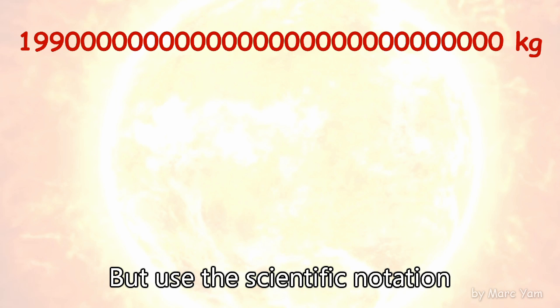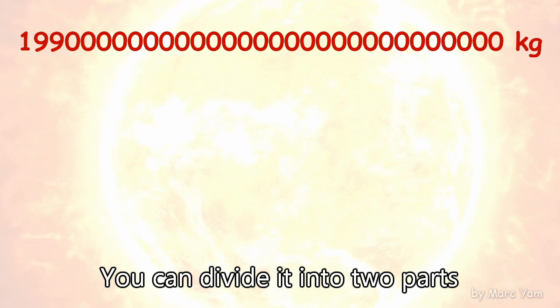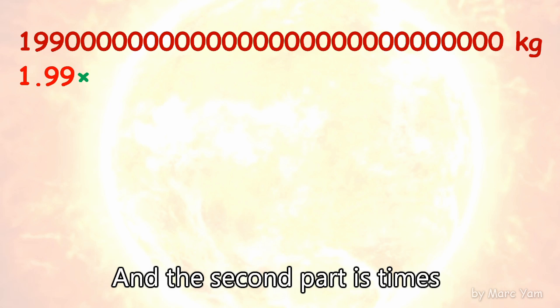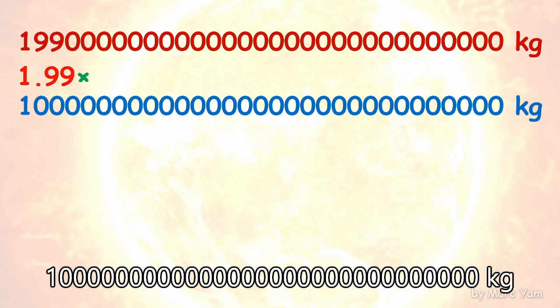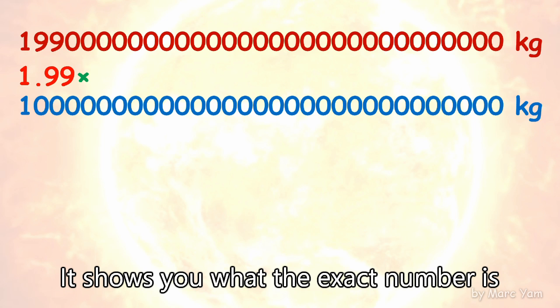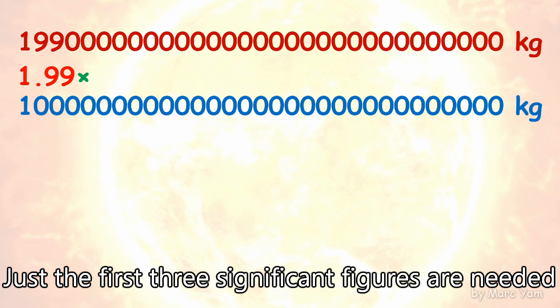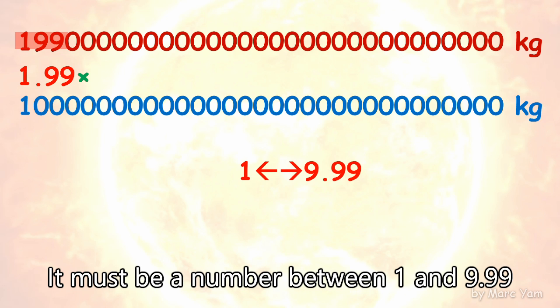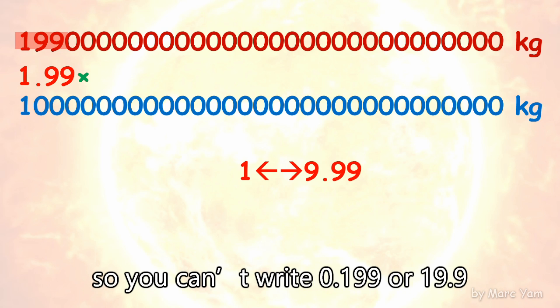But use the scientific notation, you can divide it into two parts. The first part is 1.99 and the second part is times 1 followed by 30 zeros kilograms. The first part is the digit term. It shows you what the exact number is. In most of the cases, just the first three significant figures are listed. In this example, it is 1.99. It must be a number between 1 and 9.99 so that you can't write 0.199 or 19.9.